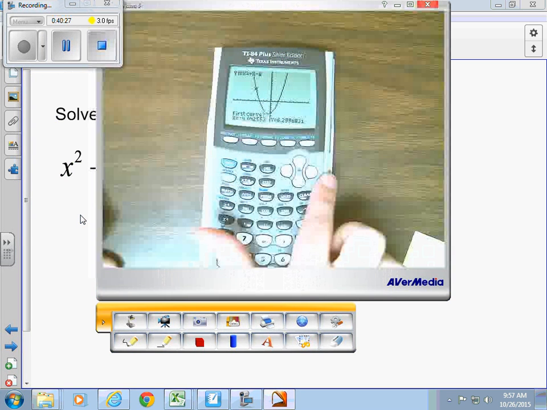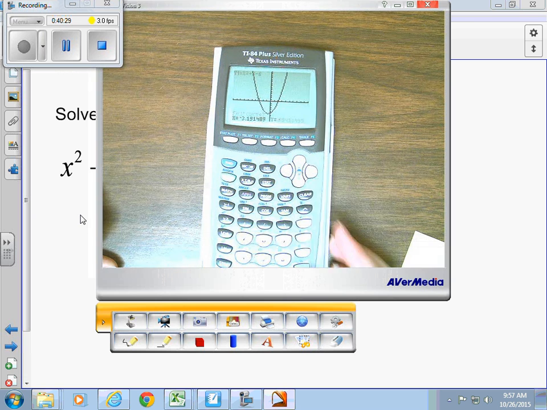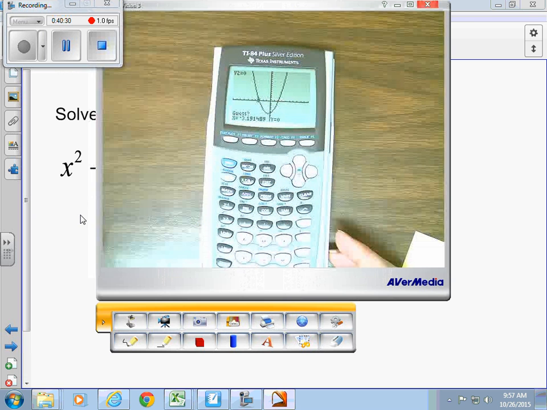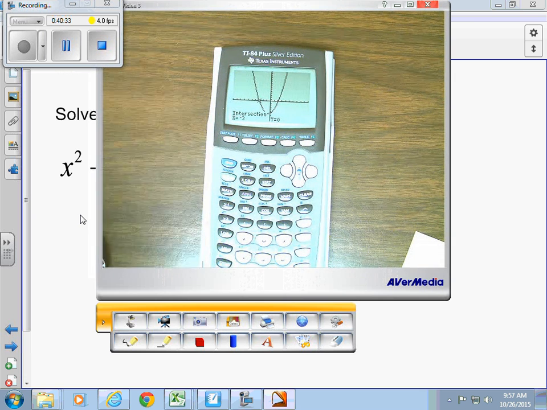I'm going to go to second trace 5, and I'm going to move over to the other intersection. Get close to the other one. And I'm going to push enter 3 times. And it tells me the other intersection is -3. So that's how you solve in the calculator.